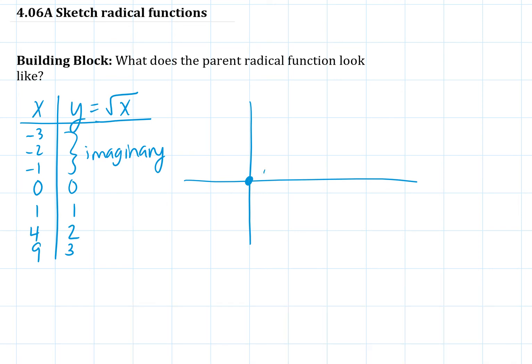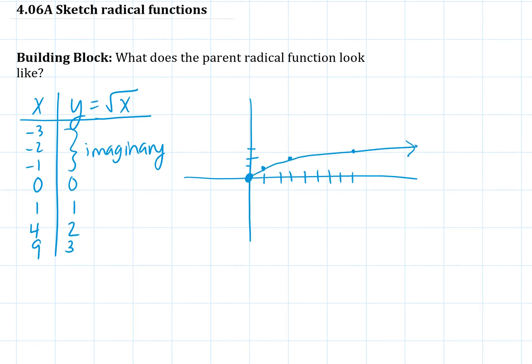And if we plot the points (1, 1), and then we go all the way over to 4, and up to 2, 9, up to 3, we can see that it's slowly growing, right? It made dramatic growth after the vertex, and then to get to the next y value of 4, you have to go all the way over to the x value of 16. So here's our parent radical function.